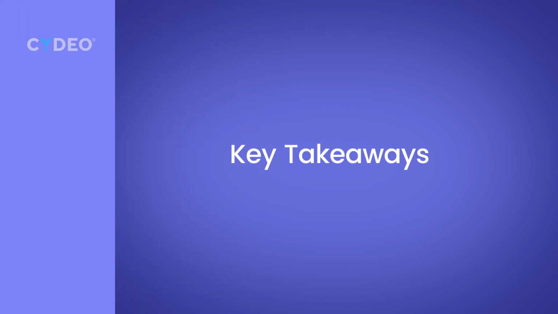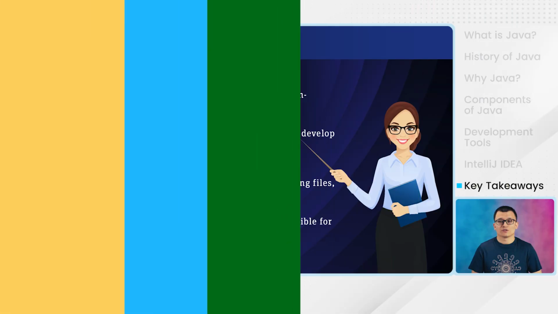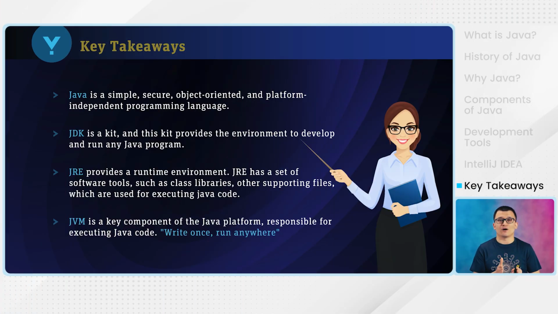And here are the few key takeaways from this module. First, you need to know what Java is. It is a simple, secure, object-oriented programming language. And make sure that you also know the components of Java, such as JDK, JRE, JVM, and what they are for.